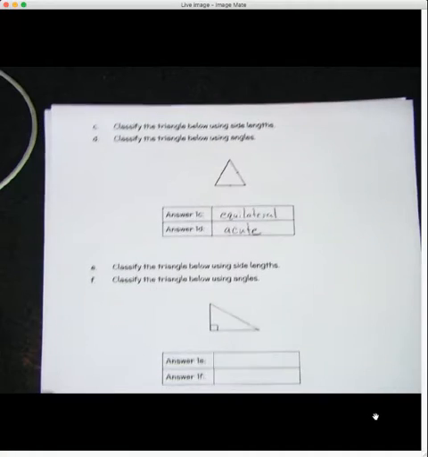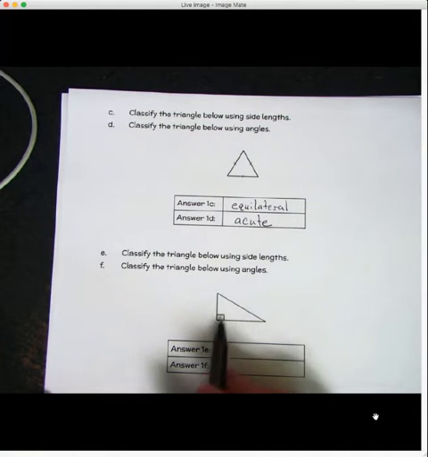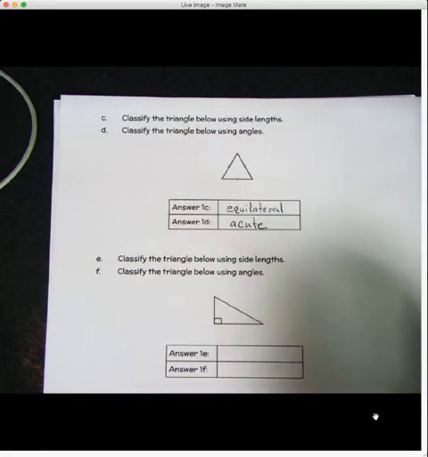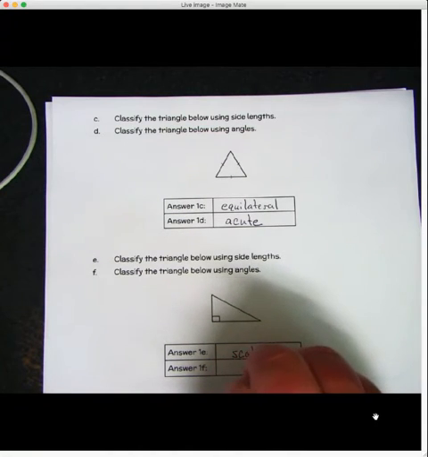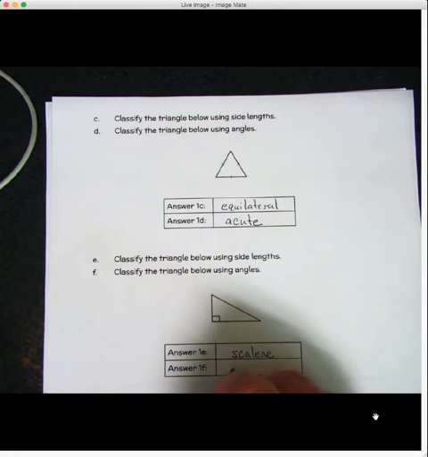Okay, let's look at this one. Well, I don't see any sides that are the same length. Do you? They don't have any of the little marks on them like that one did. So if they don't have any sides the same length, we call that scalene. And I see one right angle. So this is a scalene right triangle.